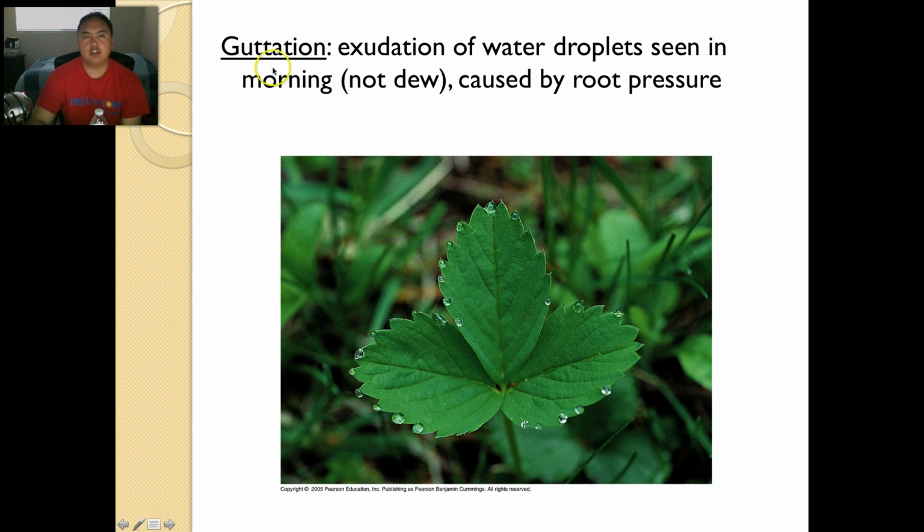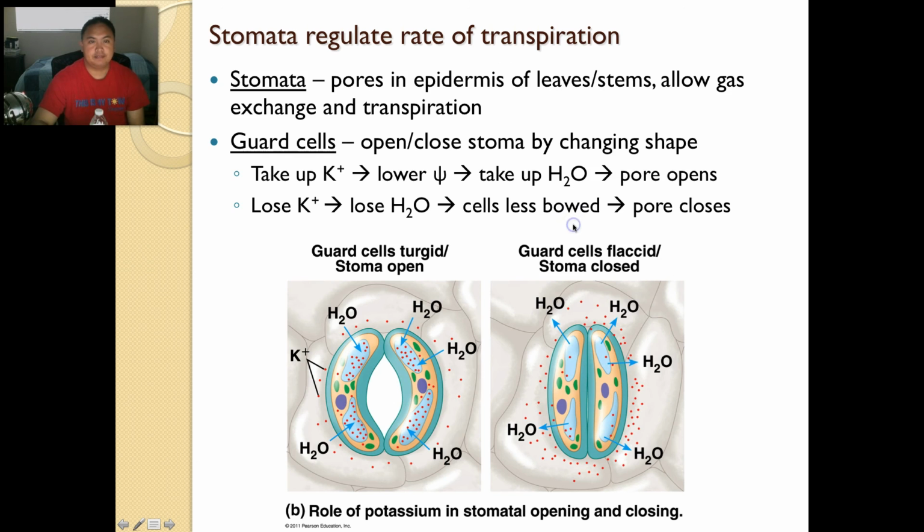Another vocab word you need to know is guttation, which is the exudation of water droplets seen in the morning. It's not dew. Some people say, oh, this is dew, but it's not really dew. It's because of the root pressure pushing up and going out. You see these little droplets, and that's called guttation.